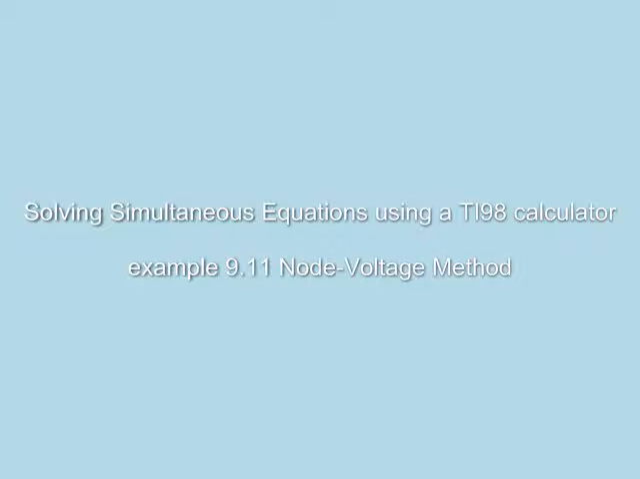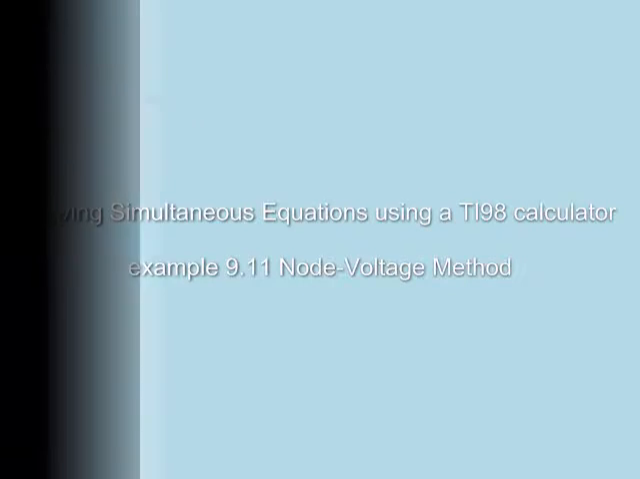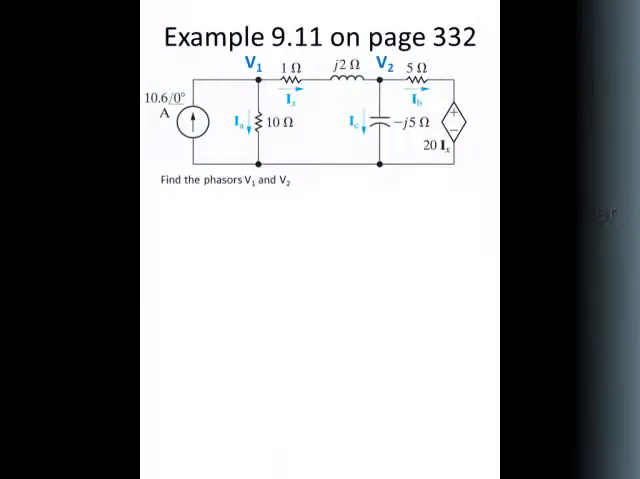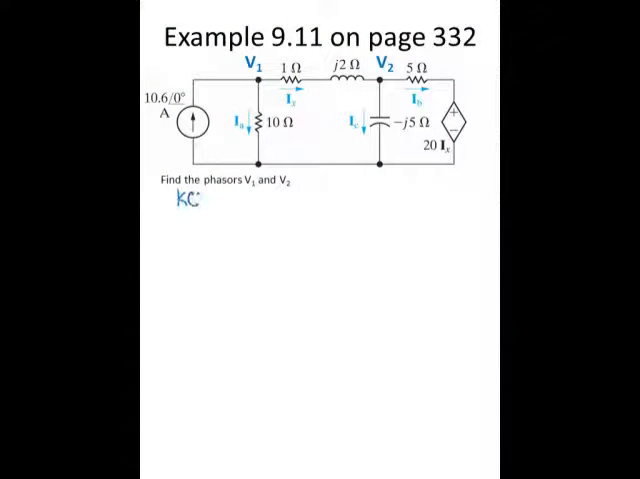Let's use example 9.11 on page 332 to demonstrate how to solve simultaneous equations with complex numbers using a TI calculator. First, we need to apply the node voltage method to determine the equations. We will write a KCL equation at node 1 and at node 2.